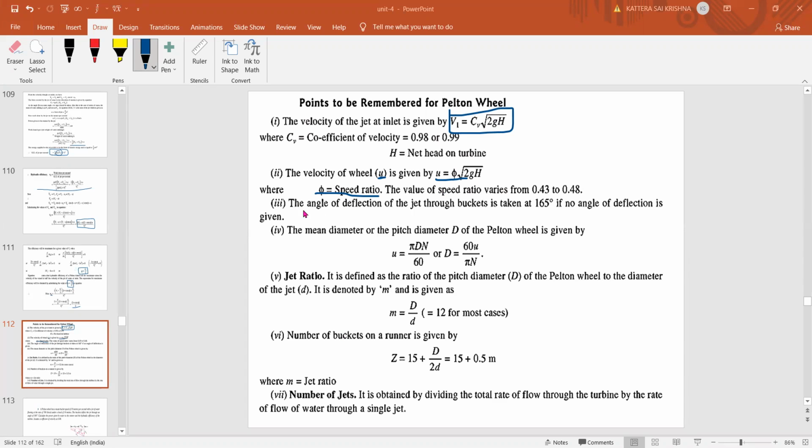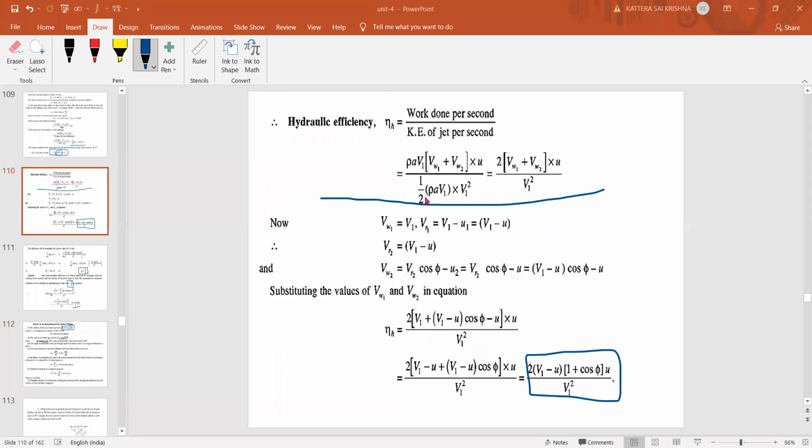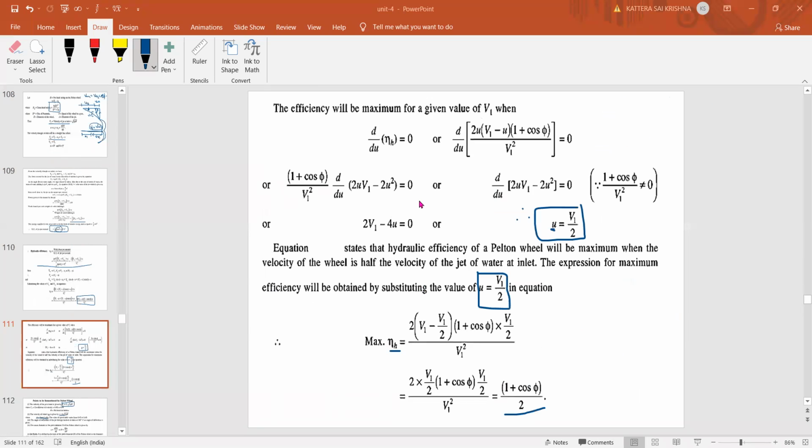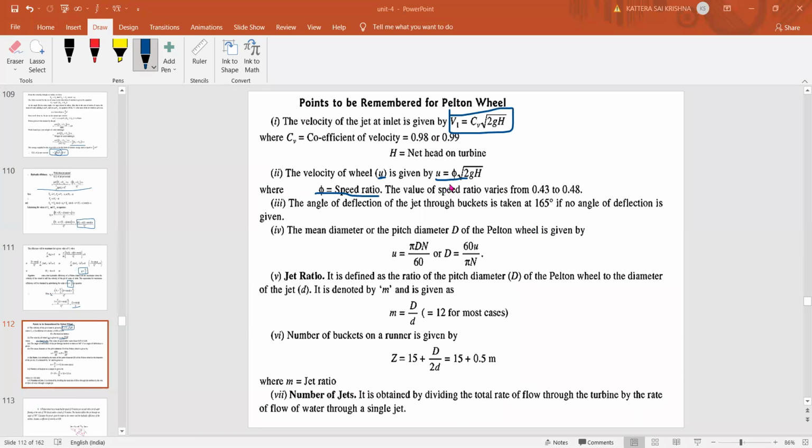Right. So next, we know that the angle of deflection of the jet through the bucket is 165 degrees if no angle of deflection is given. So remember, whenever a problem is not giving any angle of deflection, we need to take that deflection angle as 165 degrees. So automatically we can remember that phi will be 15 degrees when it is 165 degrees. Not this phi, the phi which is available at the outlet triangle, this phi. Okay. So here phi denotes the speed ratio.